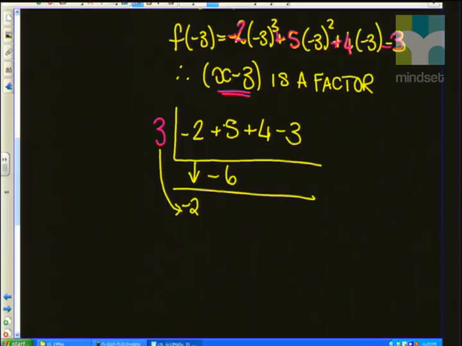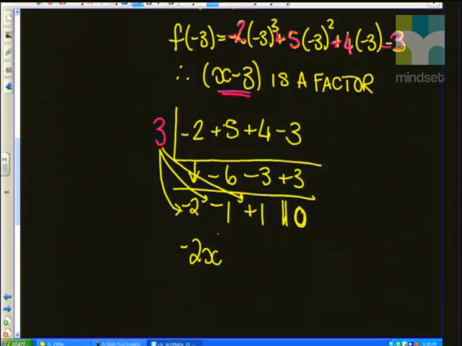Positive 5 minus 6 is minus 1. And I multiply again. 3 times negative 1 is negative 3. 4 minus 3 is 1. And multiply again. 3 times 1 is 3. And what you always want here is an answer of 0. If you get 0, you know that you've done it correctly. And filling in our descending powers of x, we've got negative 2x squared minus 1x plus 1.